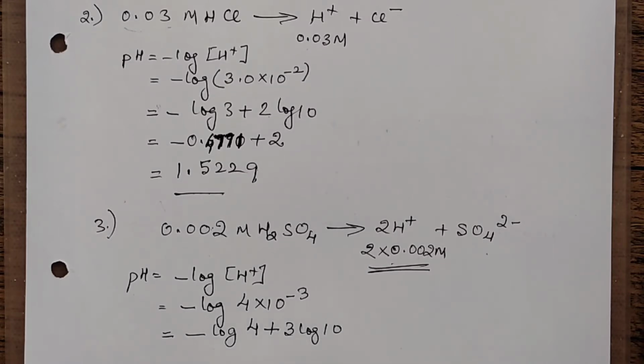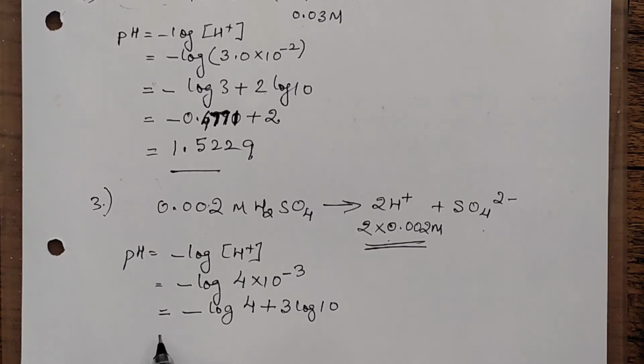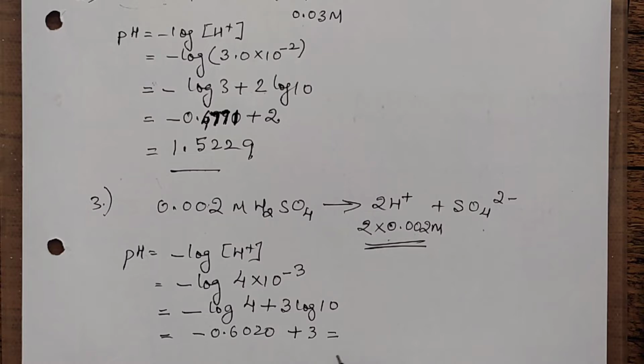Right. So now we can see the log value from the log table. It is minus 0.6020 plus log 10 is 1. So it will be 3. So you can subtract it. You will get it as 2.3980. So this is the pH of the sulfuric acid.